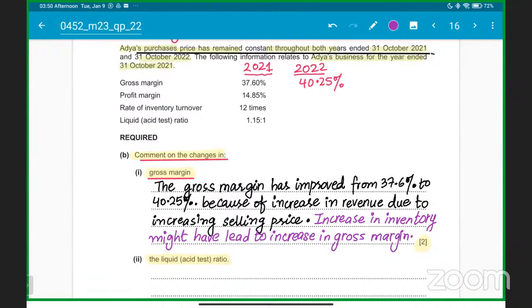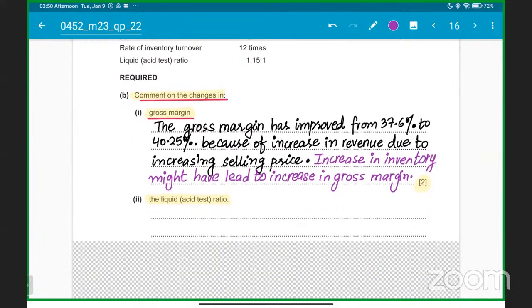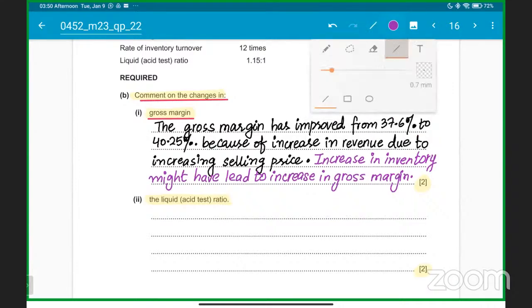Yes, any questions, any doubts on this explanation? Let me know. Everyone got this? The first reason of gross profit margin being improved is that you might have increased your revenue by increasing the selling price. Secondly, although purchases are not moving, we can still say that there might be an increase in inventory, which might have led to the increase in the gross profit as well. Got this clear? Next, we have the liquid asset test ratio.